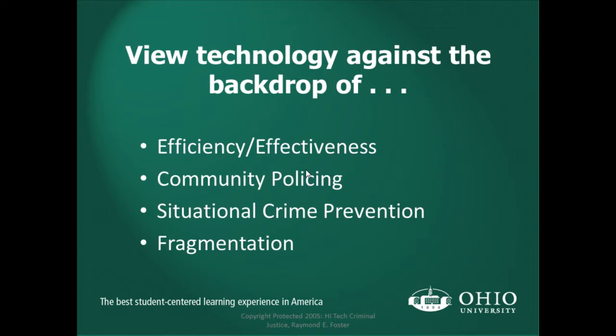We view technology against the backdrop of four key things: efficiency and effectiveness, and we'll go through that, community policing, and how technology can be an enhancer to community policing, situational crime prevention, and fragmentation. Technology is sometimes the cause, but sometimes the solution in curing some of the fragmentation issues that we have in law enforcement.